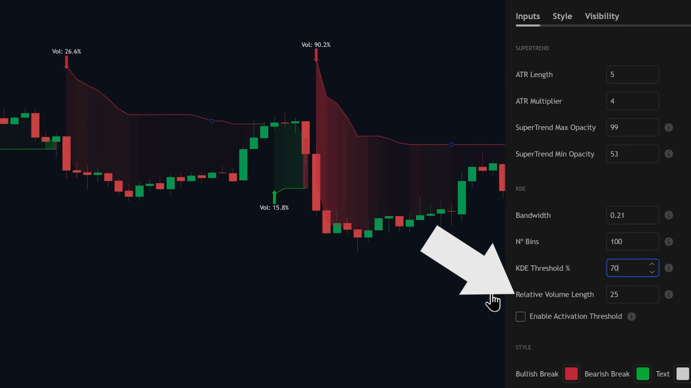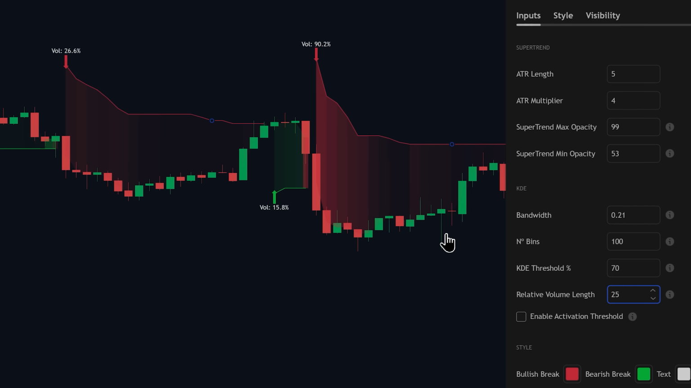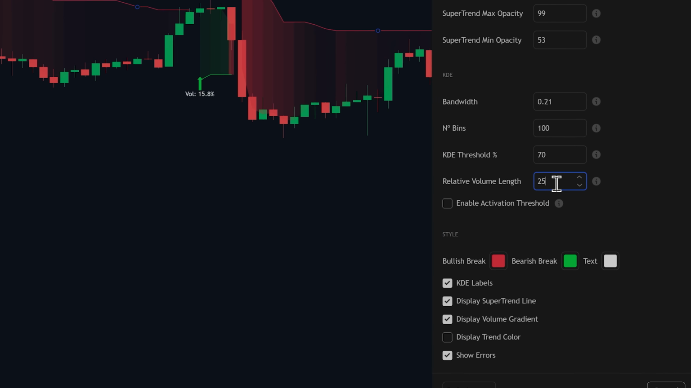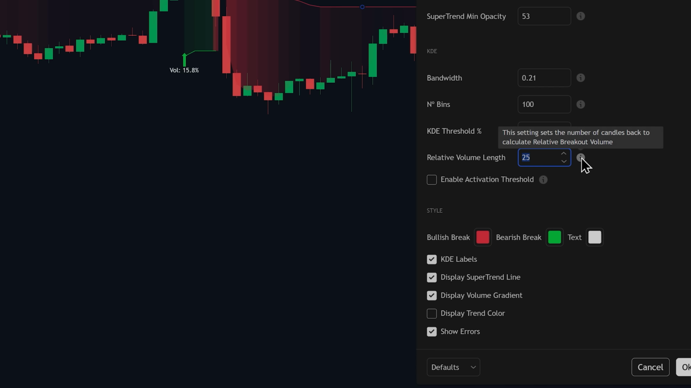Relative volume length is the look-back period used to compare current volume to average volume. A shorter length makes relative volume react faster to recent changes. A longer length smooths it and makes high relative volume harder to trigger.